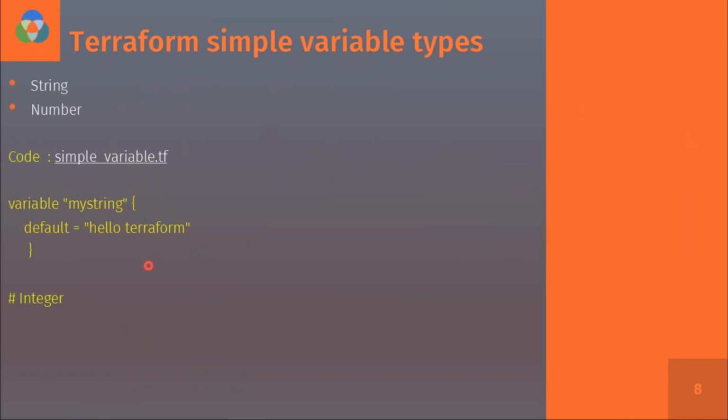Okay. So integer, how to define the integer? Integer is a variable type. We declare it with variable in double quotes, and then give the name of that integer. I'm giving it as my integer, open brace and then close brace. This is one variable block. Default equals to number. Since it is an integer, I'm just passing an integer, with no need for double quotes. Just put it as usual, like 100. So this is a sample variable block example for a string and an integer.